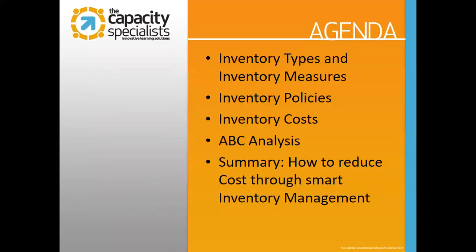These are the subjects we will go through today. First, we will find out what inventory types there are and how we measure inventory. Then we will talk about inventory policies, inventory costs, and then we will make an ABC analysis. And then we put all this together and see how we can reduce cost by just being smart about how we manage our inventory. Nobody has money to throw away. We need to save costs, but we also need to provide best service.